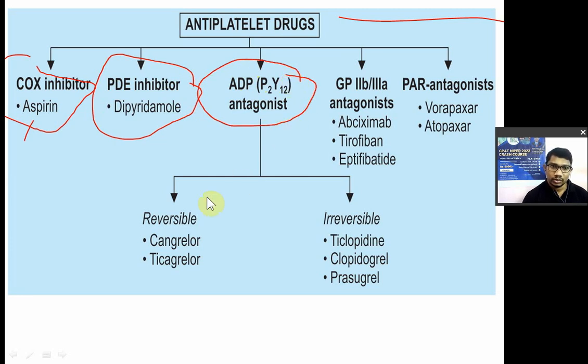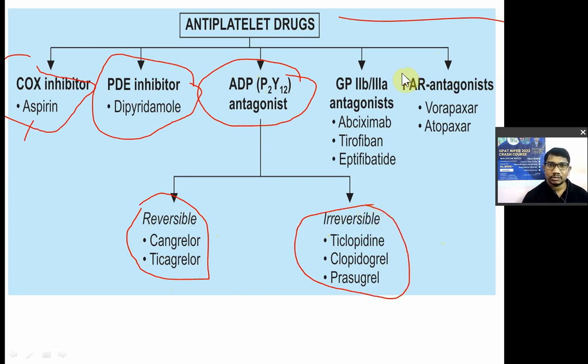In that you have two, reversible one and irreversible one. So reversible ones are cangrelor and ticagrelor. Irreversible inhibitors of ADP receptor are ticlopidine, clopidogrel and prasugrel. Right. Now next one is the glycoprotein 2B3A receptor antagonist. In that you have abciximab, tirofiban and eptifibatide. Now this last one is a PAR antagonist, protease-activated receptor antagonist. So vorapaxar and atopaxar. So these are the drugs.